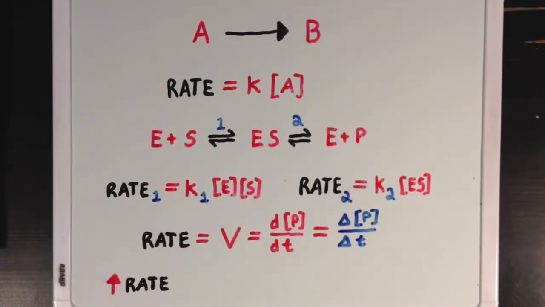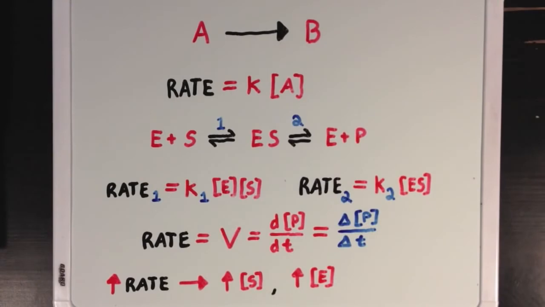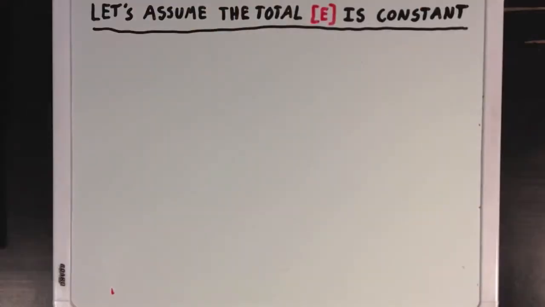So to increase the rate that we get new product, we could do this by either increasing the substrate concentration or by increasing the enzyme concentration, since we're going to assume that the K value is constant and can't be changed. Now when we think about enzyme kinetics, we like to assume that we're in a situation where the total concentration of enzyme is constant. And this is generally the case when we're looking at enzymes working in different cells.